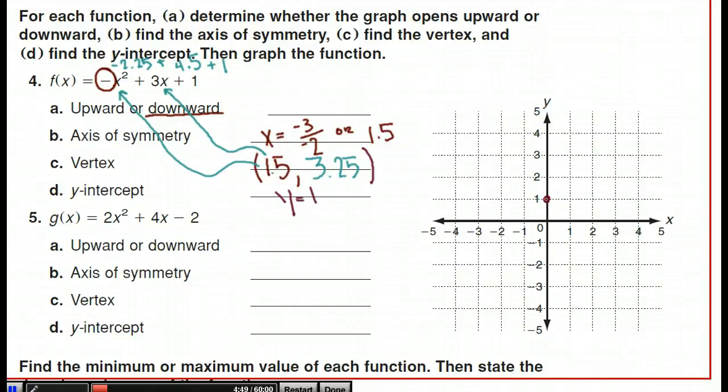It has an axis of symmetry, or a vertex, at 1.5 and 3.25. So if I go over 1.5 and up 3.25, that's somewhere right about here.